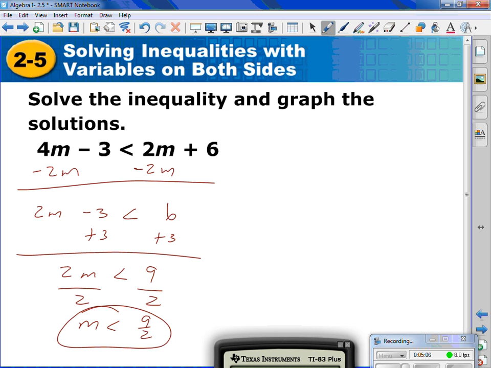That's your answer. Earlier in the year, you guys would have seen this and said, I can't do this. That's your answer. M is less than 9 over 2. You don't need to grab the calculator. You leave it like this. And if I want to graph it, I just go to 9 halves. This one is open, and it goes to the left. If I want to know what it means as a decimal, what is it? 4.5.